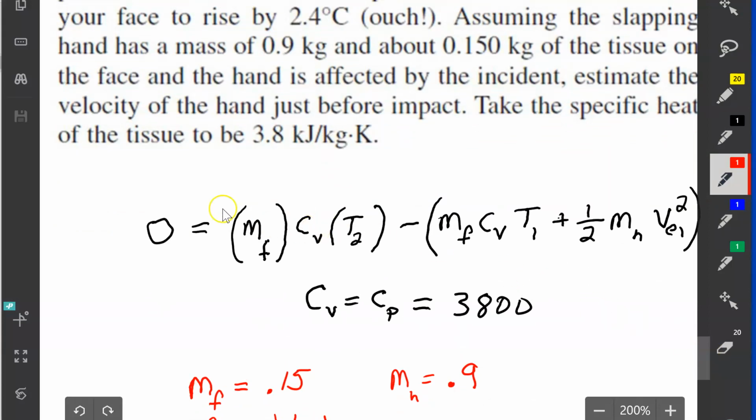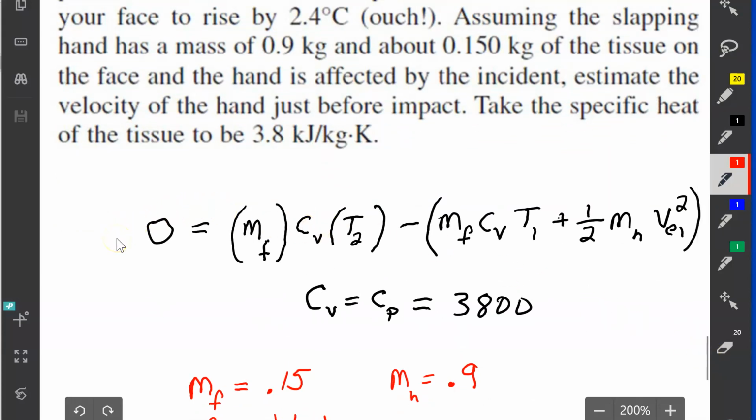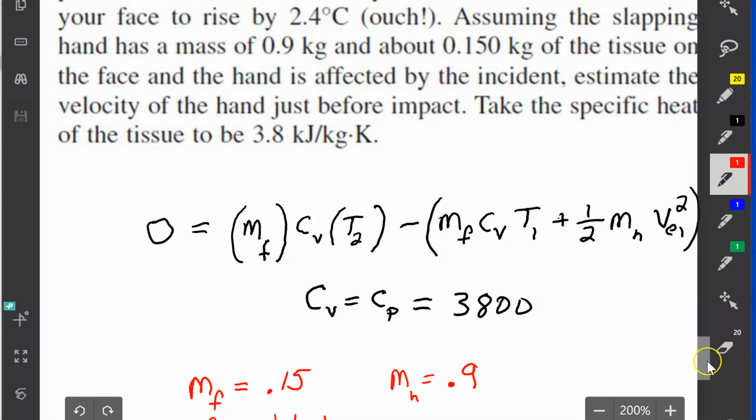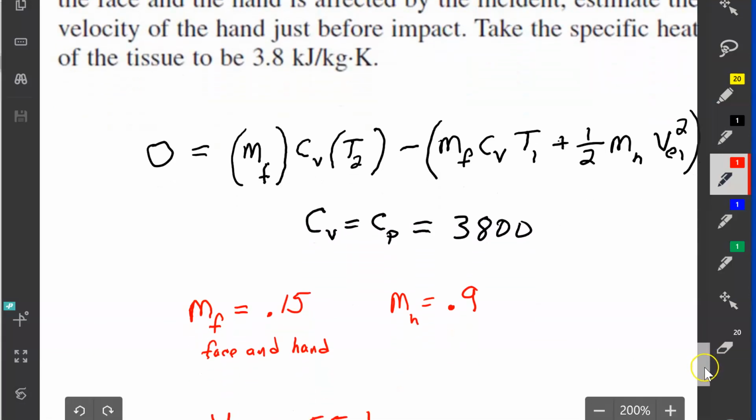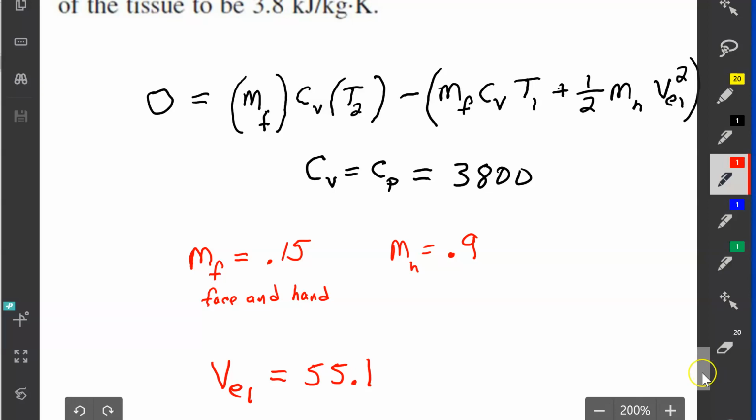From this you can just plug numbers in and calculate things. Make sure that you use the right masses. The mass of the face was given as 0.15, and that was in kilograms. The mass of the hand was given as 0.9. So you just take these numbers, plug them in, and calculate the velocity. Pause the video and make sure that you can make the calculations. Okay, so the correct answer is the velocity is equal to 55.1.